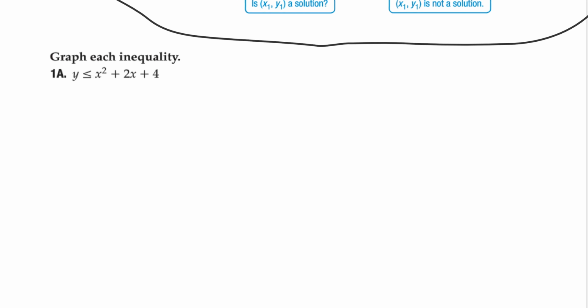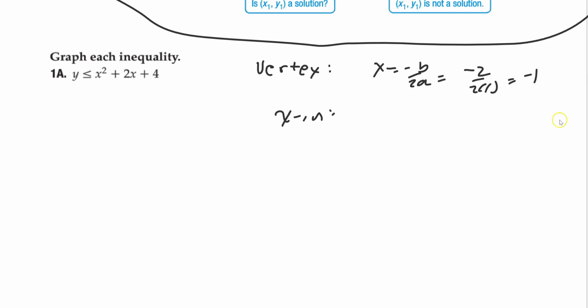So we need to graph this. Now there's actually lots of ways to graph this. I'm going to show you the two main ones. Let's find the vertex. Let's find the x-intercepts. So vertex, negative b over 2a. In this case, I get negative 2 over 2 times 1, so I get negative 1. So my vertex is at x equals negative 1.